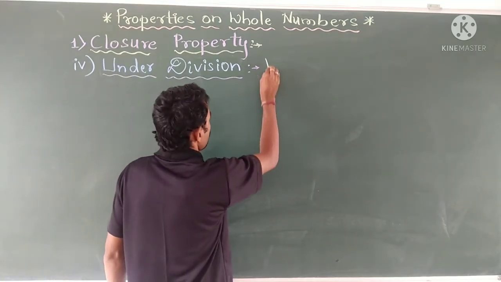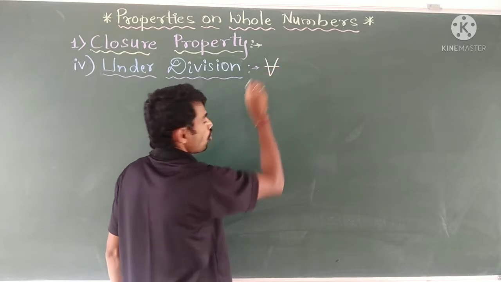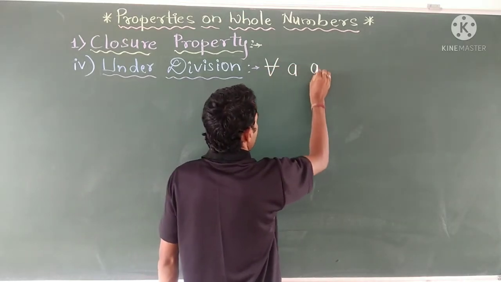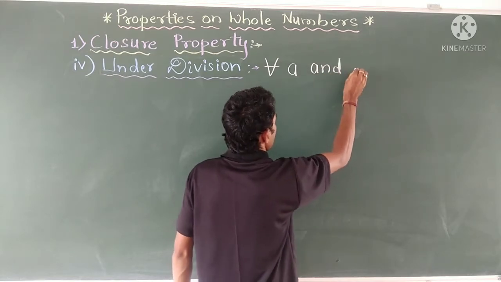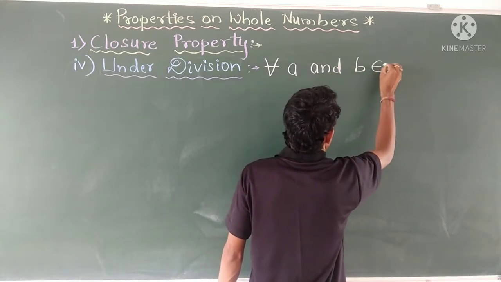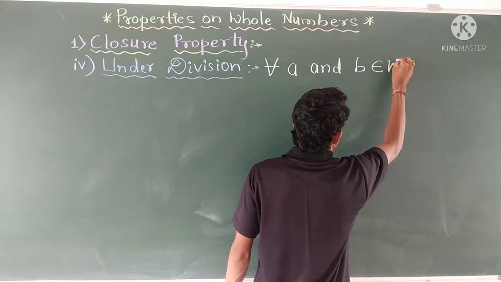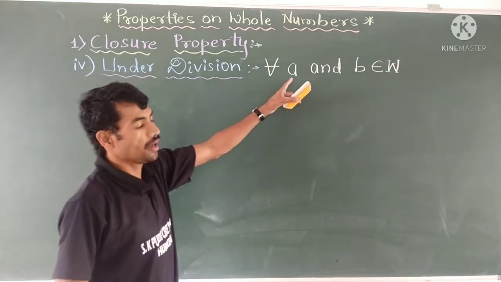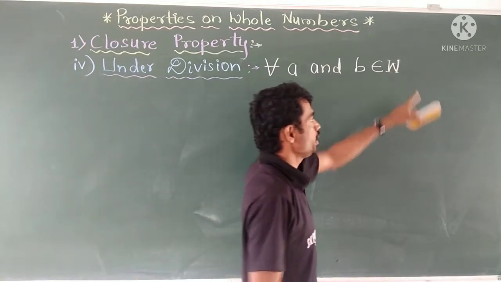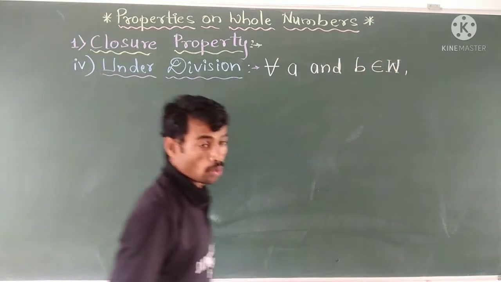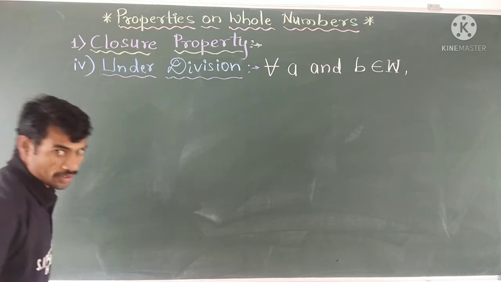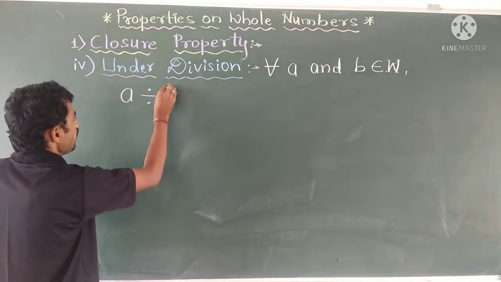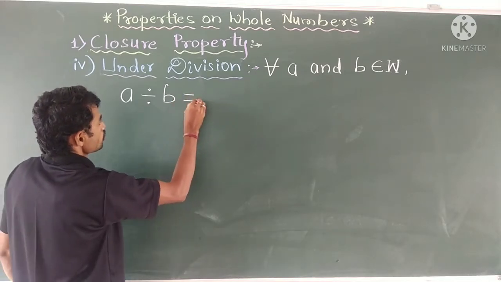So the formula for this is, for every A and B, both are whole numbers, both are present in the set of whole numbers. For every A and B belongs to W. So here what we have to take? Division. That is, A divided by B is equal to C.